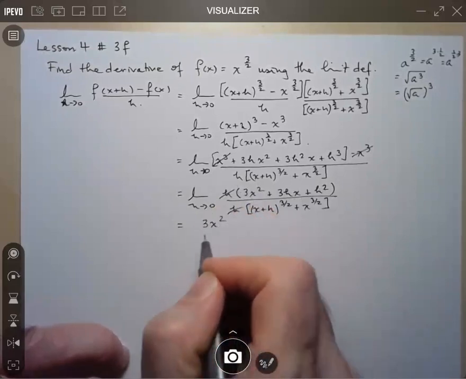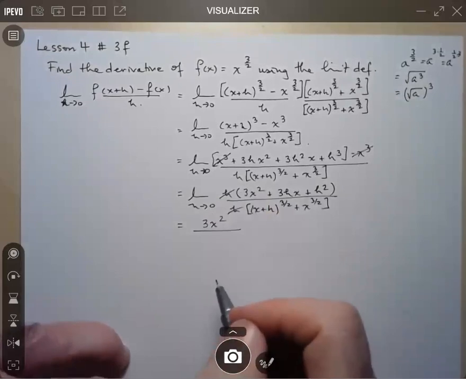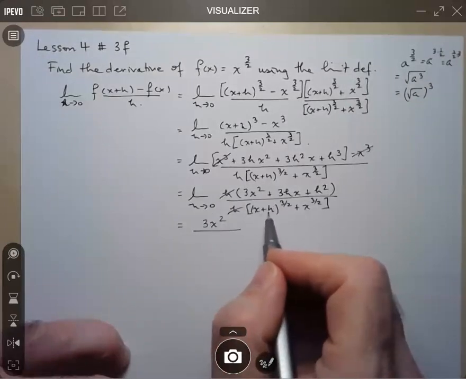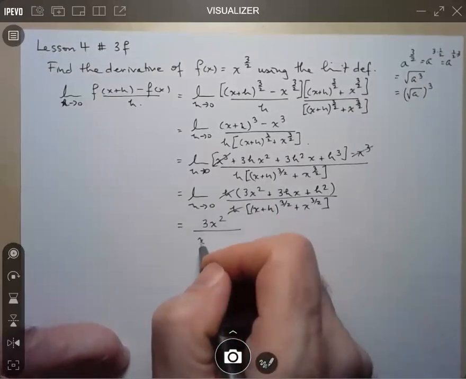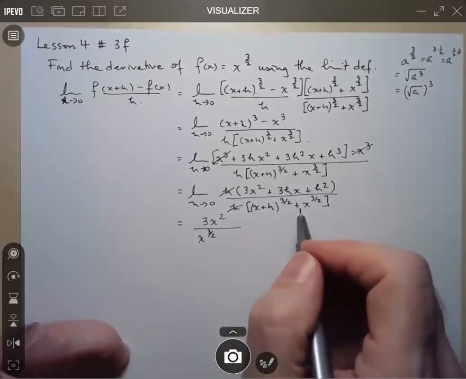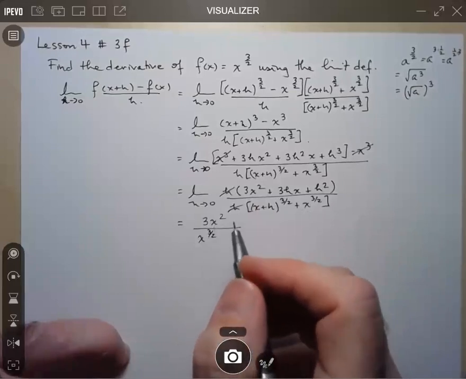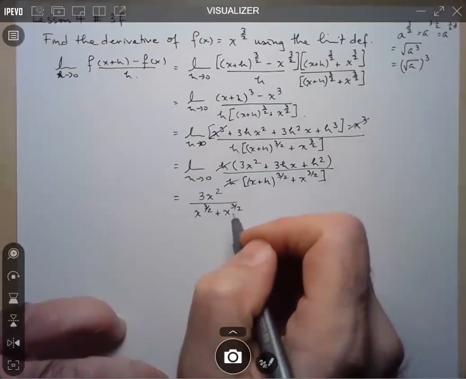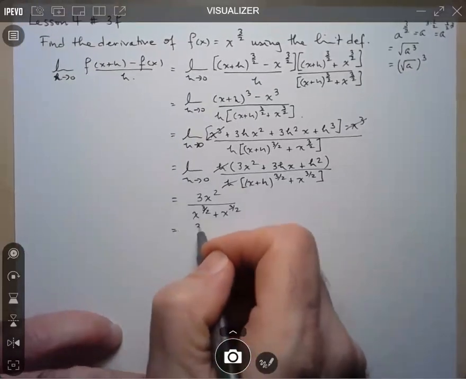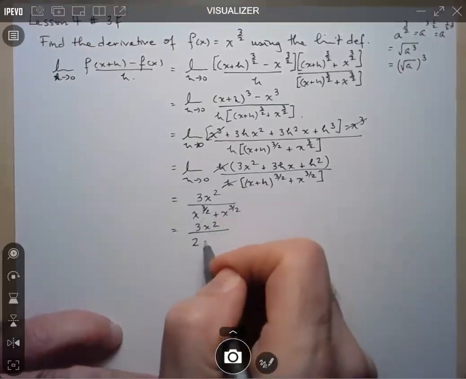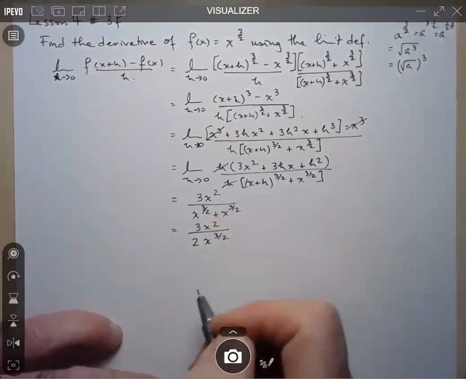So we got 3x squared left in the numerator, and let's see what we have left in the denominator. Here, as h approaches 0, this thing inside the bracket approaches x. So we've got x to the 3/2. And here, this has no h. It's unaffected by h approaching 0. So another x to the 3/2. Now we can just simplify. So 3x squared, and this is the same term being added, so 2 times x to the 3/2.